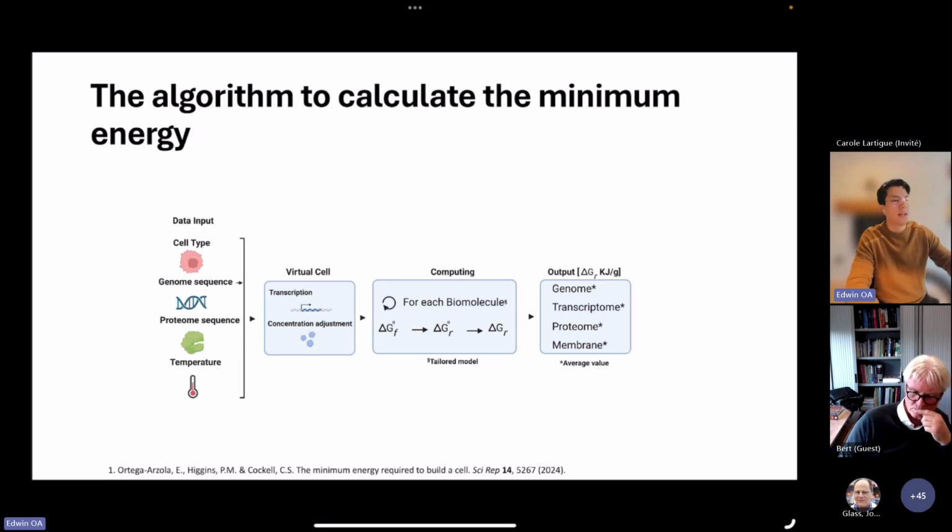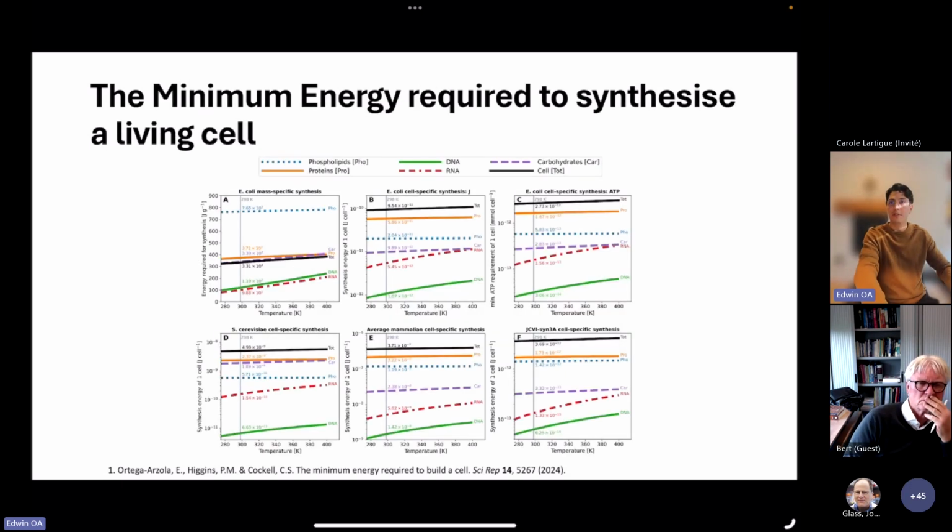Once having the data input, the algorithm will develop a virtual cell, will transcribe the genome sequence, adjust the concentration, and calculate the formation, reaction, and Gibbs free energy of each one of the biomolecules of the virtual cell. And thus we get an average value for the genome, transcriptome, protein, and membrane. Now, the results look something like this.